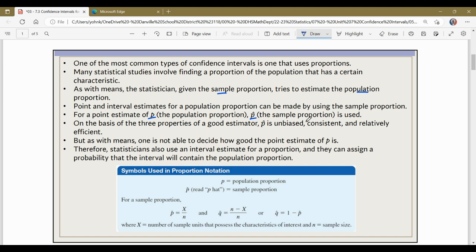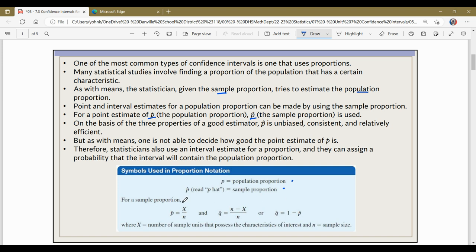But as with means, one is not able to decide how good of a point estimate P hat is. Therefore, statisticians also use an interval estimate for the proportion, and they can assign a probability that the interval will contain the population proportion. So we have P, which is the population proportion. We have P hat, which is the sample proportion. And sometimes they'll give it to you and sometimes they won't.